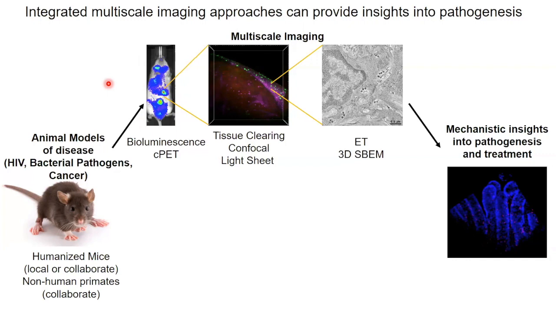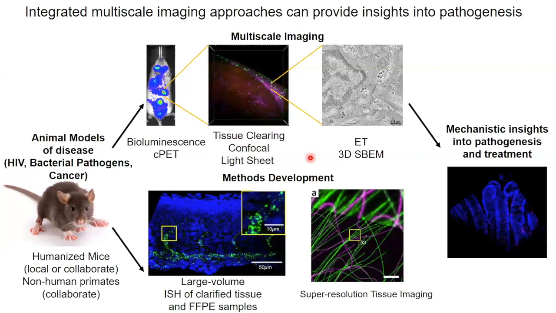And then we've been using tissue clearing and confocal and light sheet microscopy to gain single cell resolution in volumes. And then finally, we can use three-dimensional EM methods such as electron tomography or serial block-face EM to gain more ultrastructural information about these tissues.